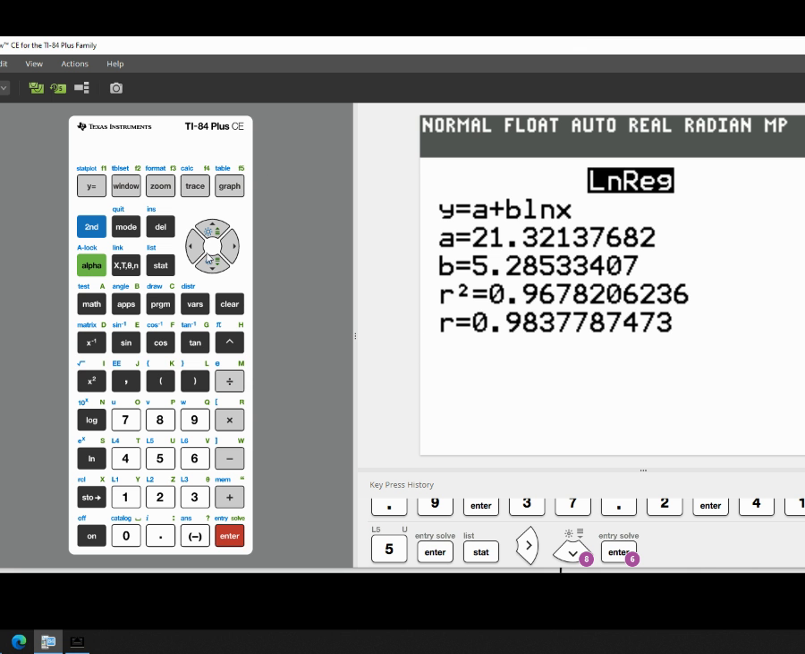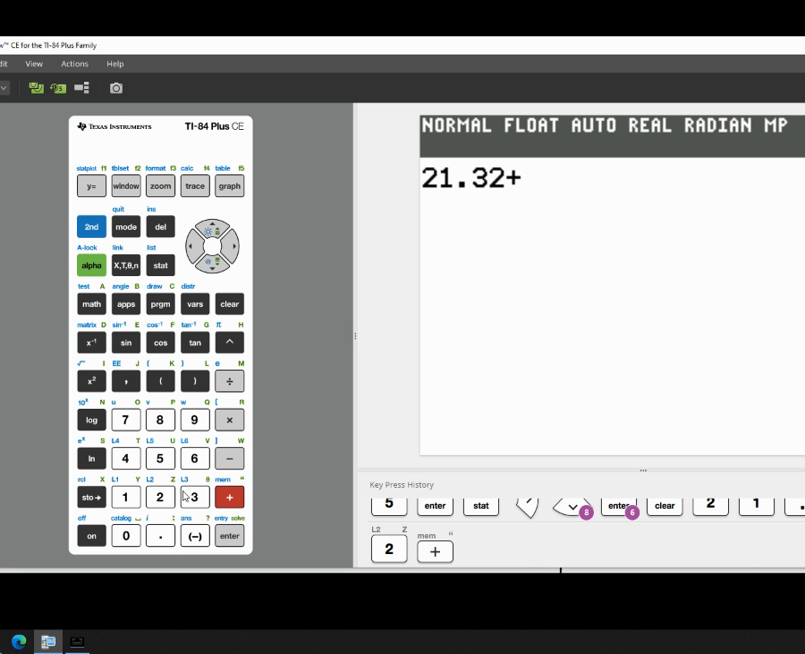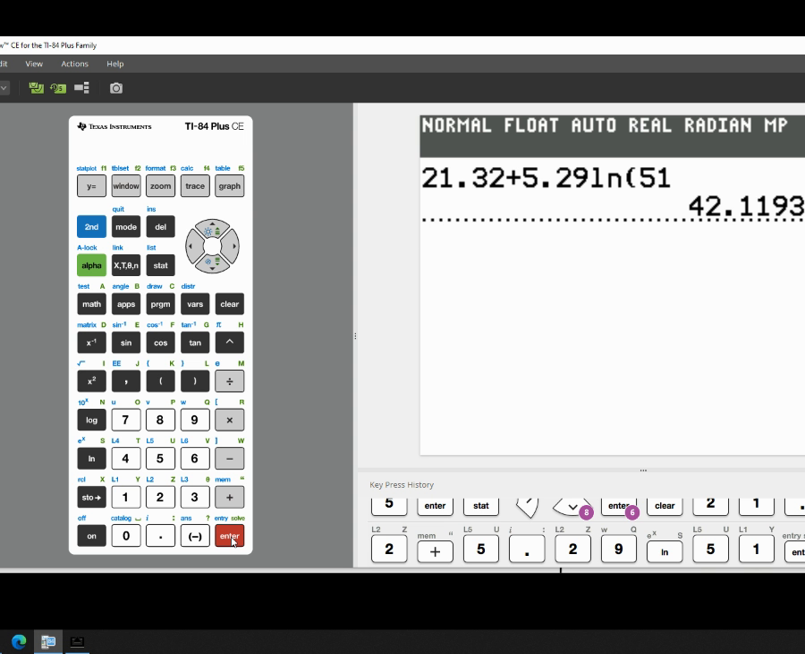So I'm going to go back to my calculator. Make sure you find all these. I'm going to type it in. 21.32 plus 5.29 ln of 51. Enter, and it gives me a prediction of about 42.12. Is that the estimated population now? That would be the estimated population in 2016, according to the data that we're working with.